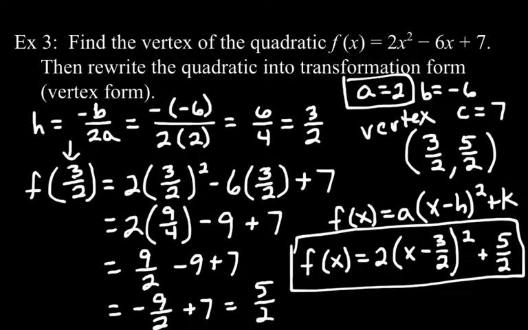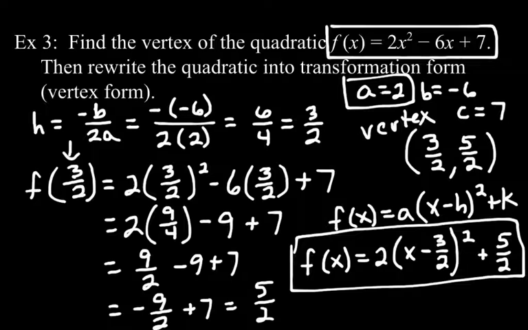So there is our equation. Notice that it is the exact same equation as this one, but the one on the top is written in standard form. The one on the bottom is written in vertex form. And the benefit of vertex form is you can tell exactly what's happened.